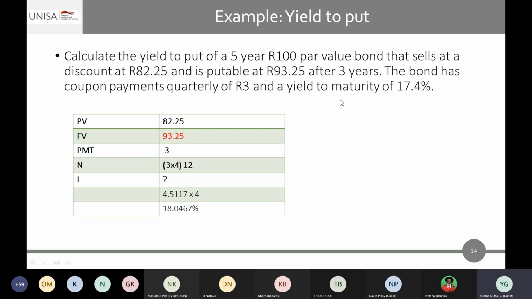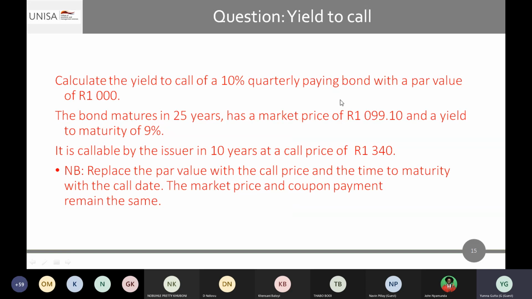Okay, so with the HP calculator, please check your payments per year must be 1. Don't change your payments per year because we're doing it manually by ourselves. Okay, so that's good, 18.05. Let's try a practice question of yield to call.